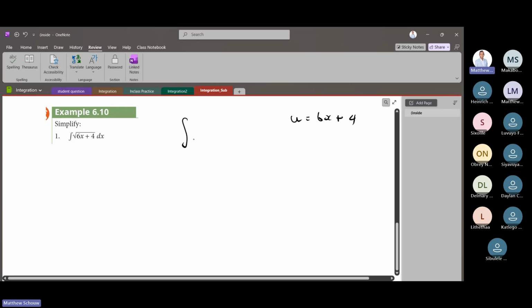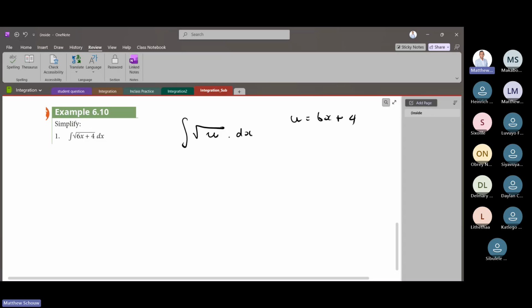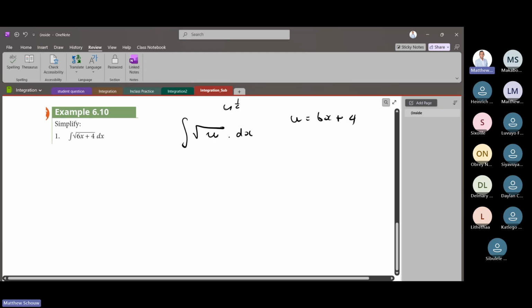So you write that out, it'll be root u, right? dx. You guys happy with that? And obviously u to the power of a half, we can easily integrate, you see? So that's good, we're on the right track there. But remember, we want to replace that dx now. So we need to find the derivative of that function.